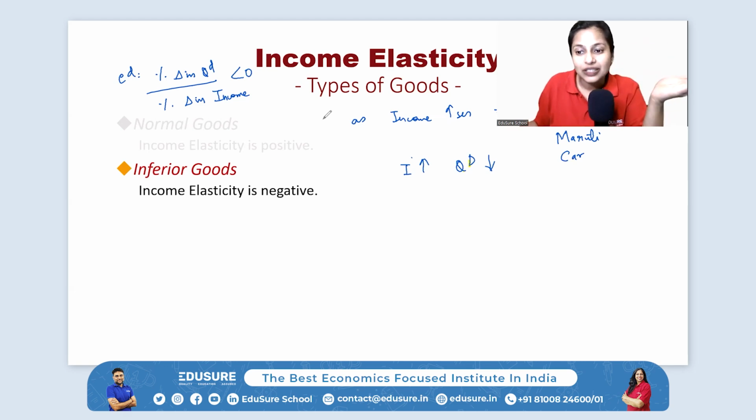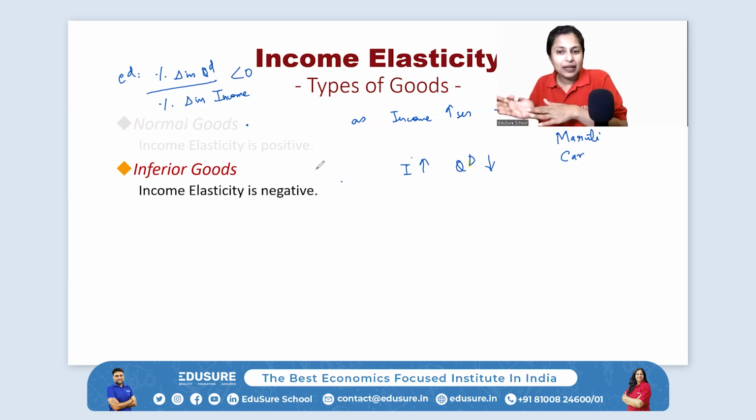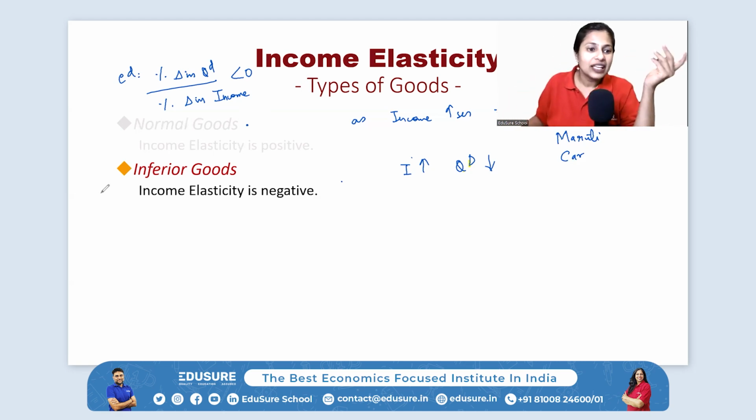Now you want a Toyota. So then your Maruti car, which was initially a normal good, now becomes an inferior good. So a good could be normal or inferior depending on your income. It could be normal for some income level. It could be inferior for some income level. Okay, so a good is normal or inferior depending on how much money you have.